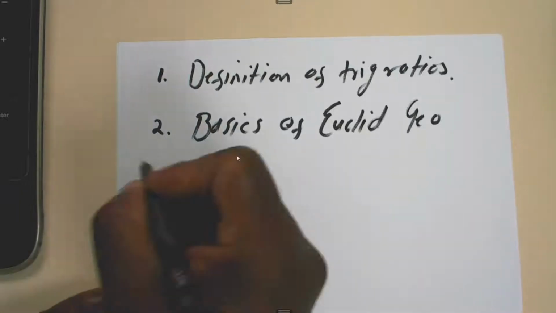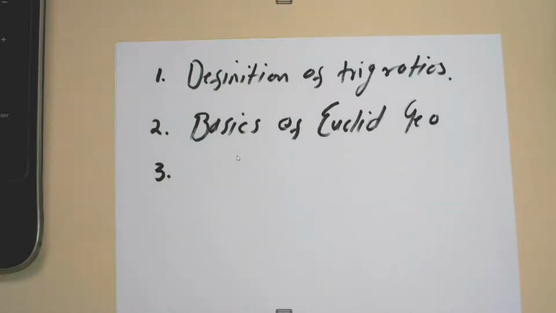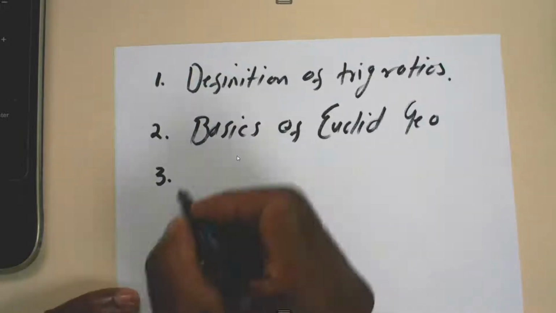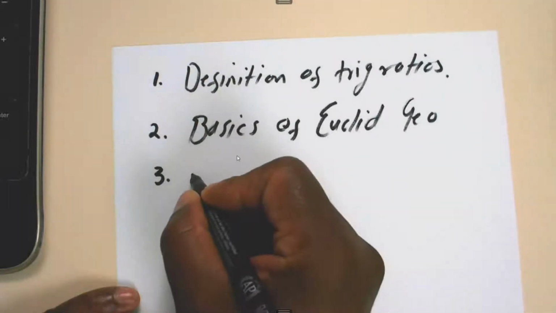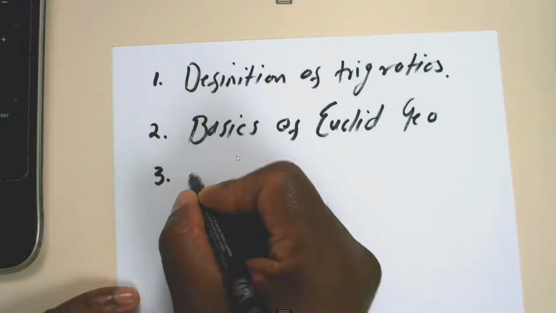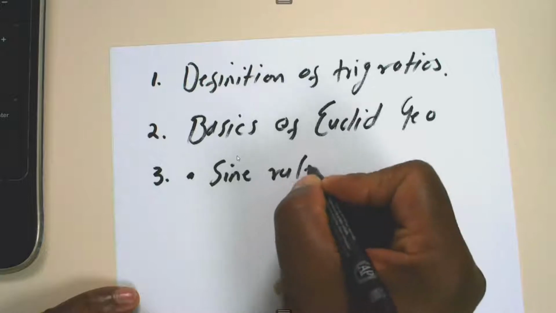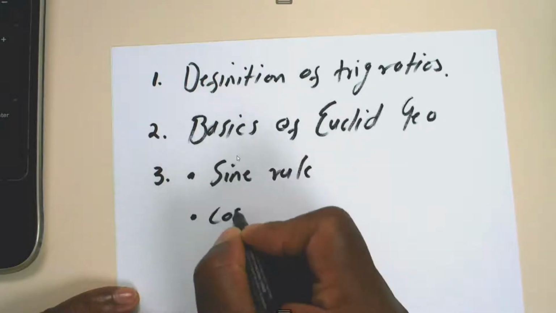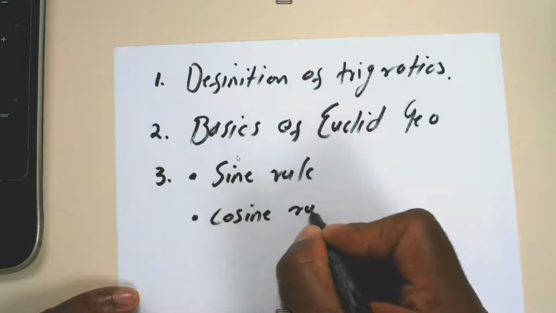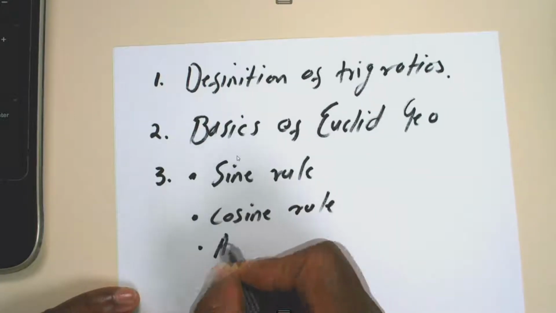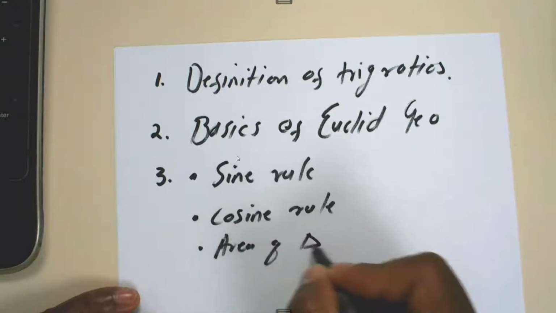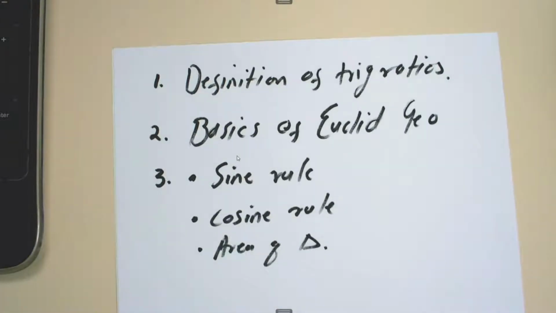Number 3, we have the rules that we need to use. There are 3 rules. Let me say the first rule will be the sine rule. Secondly, the cosine rule. Thirdly, the area of a triangle rule. Remember, according to the sine rule, in any triangle ABC, a over sine A is equal to b over sine B is equal to c over sine C.